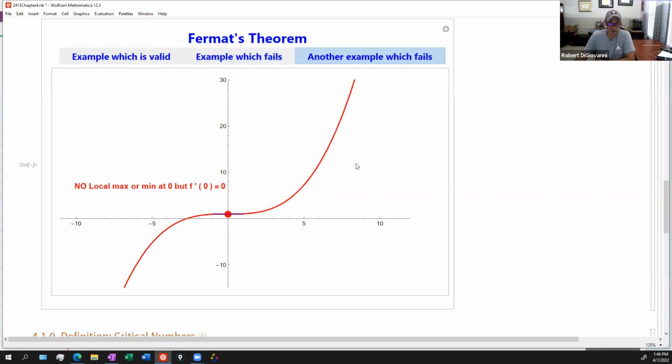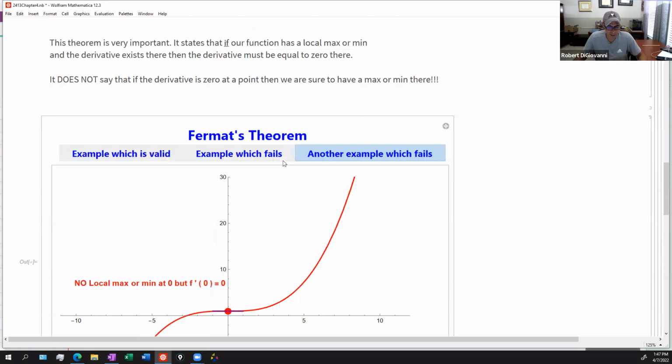Here's another example which doesn't work. What's wrong with this one? This isn't a local max or min, right? Now, is the derivative zero here? Yeah, but it's not a local max or min, is it? The theorem only says if we're looking at a local max or min and the derivative exists, then the derivative must be 0.